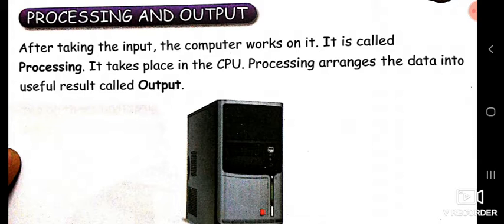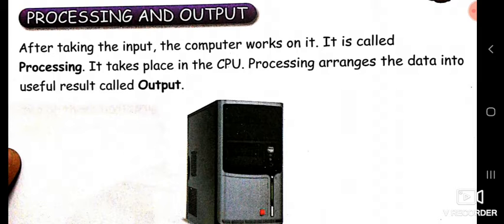It is called processing. As we already know, a CPU, central processing unit, is the brain of a computer, and the CPU collects the input data from us and performs operations as per the instructions provided by us. This process is known as processing. It takes place in the CPU. Why does it take place in the CPU? Because the CPU processes the data in instructions.